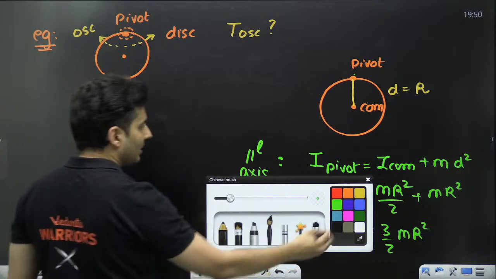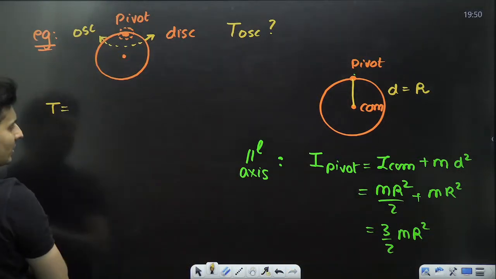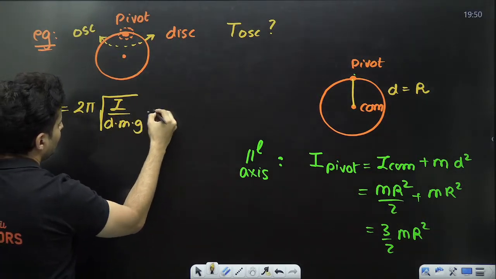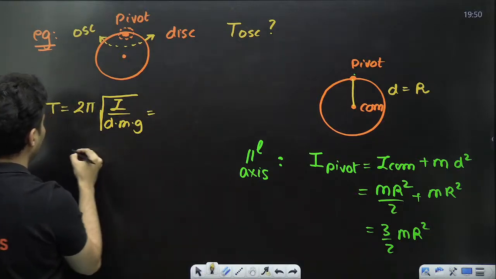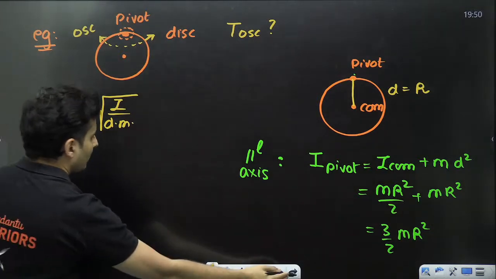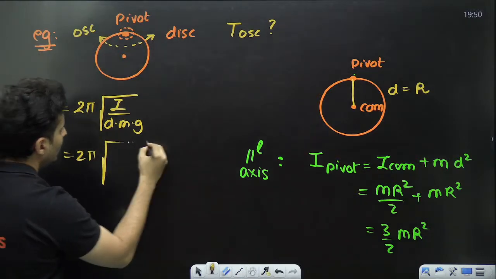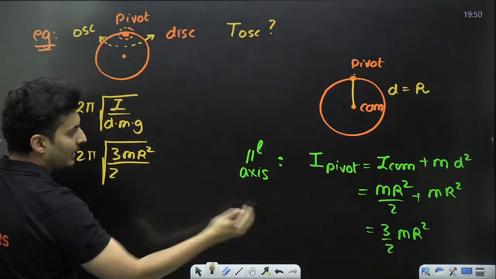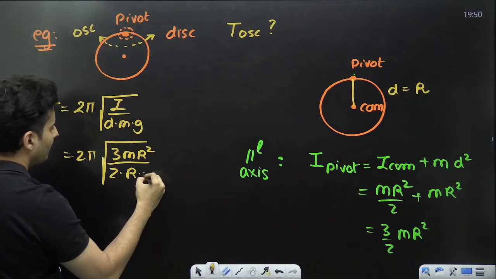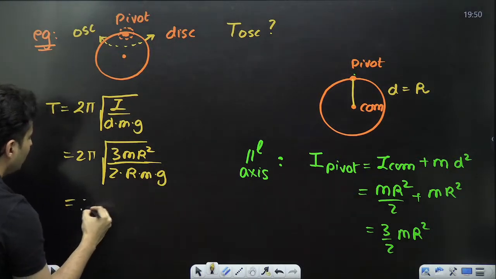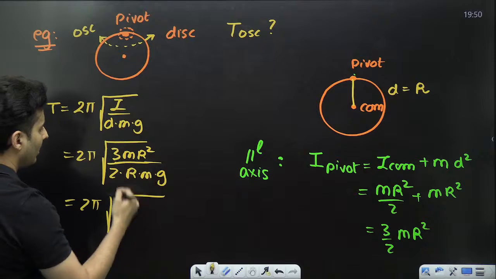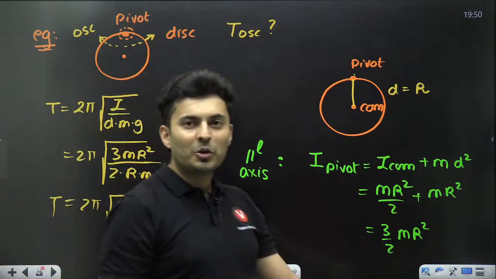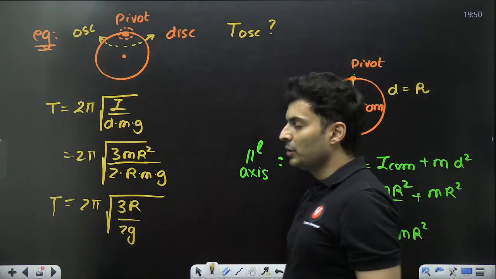So now let's find the time period. The time period of oscillation will be 2π under root I by d into m into g. Instead of I, put 3/2 mr². d is r, m is m, g is g. You will see many things get cancelled, r and r, so 3r by 2g. That is the time period of oscillation: 2π times root of 3r by 2g.